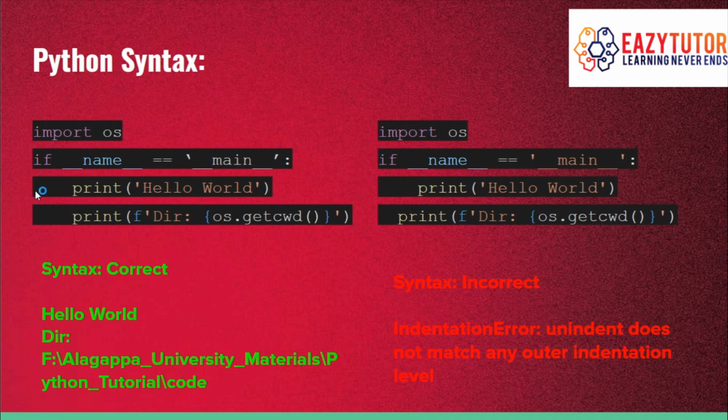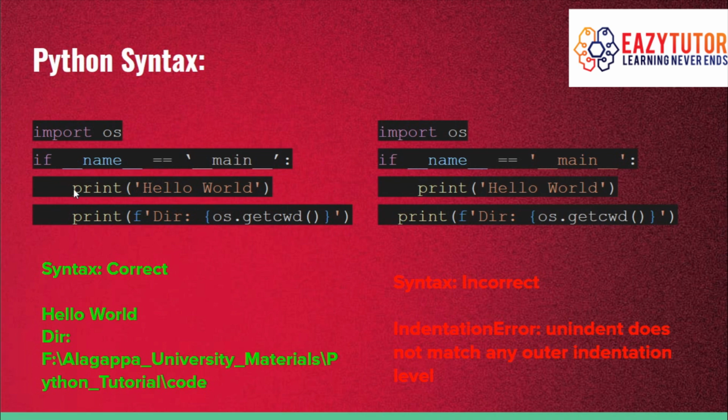Here you can see it's almost 4 spaces. Here also 4 spaces. The only difference between these two code is this line. This line has only 2 spaces left from the beginning. That's where the problem comes. Python heavily depends on indentation.